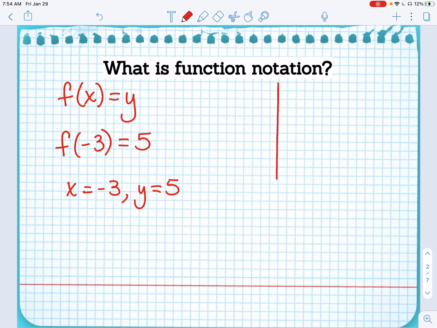It also informs you of the fact that when x is -3, you will have a point up here at 5.